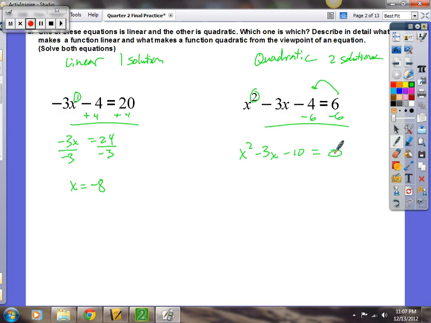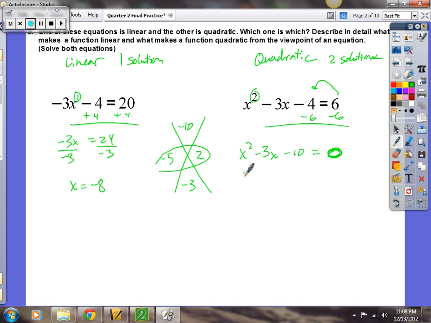And now you're going to use this 0 in your favor. Because if you can rewrite this as a multiplication problem, then we're set. It's going to be a piece of cake. So here's what you're looking for. Are there 2 numbers that multiply to give you negative 10 and add to give you negative 3? Those 2 numbers are negative 5 and 2. So negative 5 times 2 is negative 10, negative 5 plus 2 is negative 3.